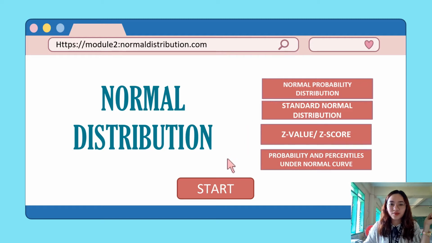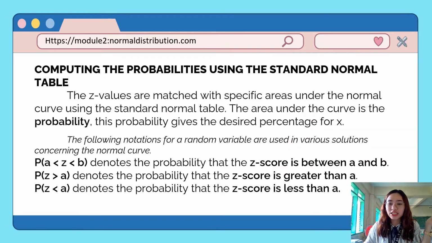So let's start! Kung matatandaan ninyo yung discussion natin about the z-table, that is also called the standard normal table. At sa table na yon natin makikita yung mga areas under the normal curve that corresponds to a z-value. And the area under the normal curve is also called the probability. And this probability gives the desired percentage for x. So same lang naman po ang ibig sabihin when we say the area, percentage, proportion, and the probability.